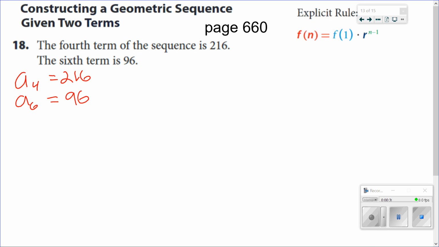Okay, so in order to find the common ratio, we're going to use a sub 4 and a sub 6 and set them equal to each other with the ratio included. That way we'll just solve for it. So I want to make a sub 6 somehow equal to a sub 4 by multiplying it by the right number of ratios. If I multiply by 1 r, that's going to make it a sub 5. I need to multiply by 2 r's, so it's going to be r squared. So a sub 4 times r squared is equal to a sub 6.